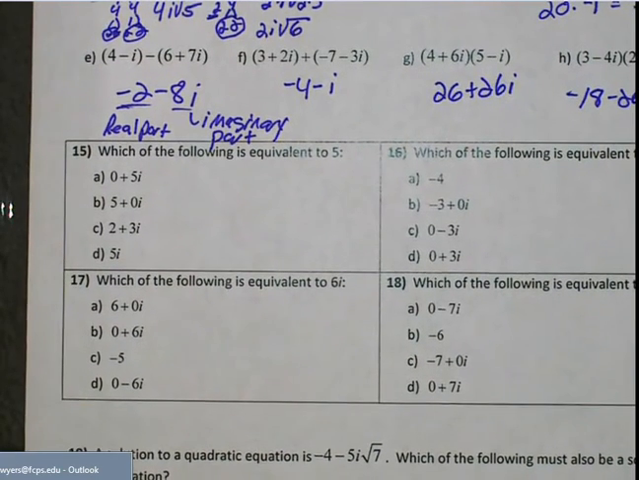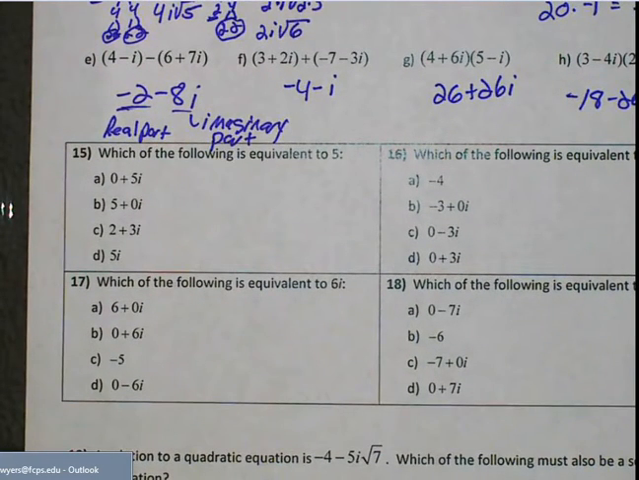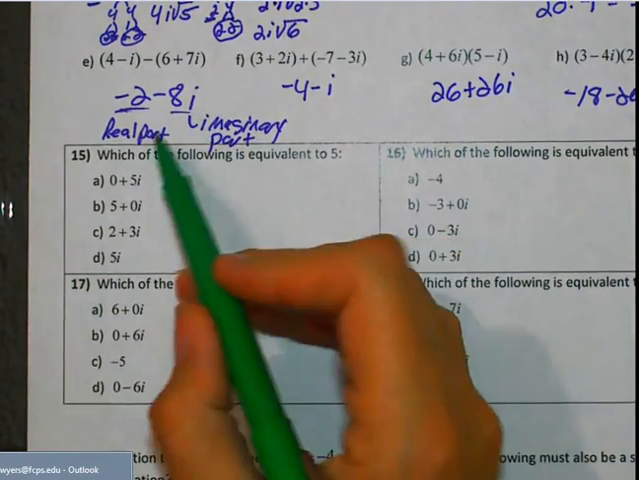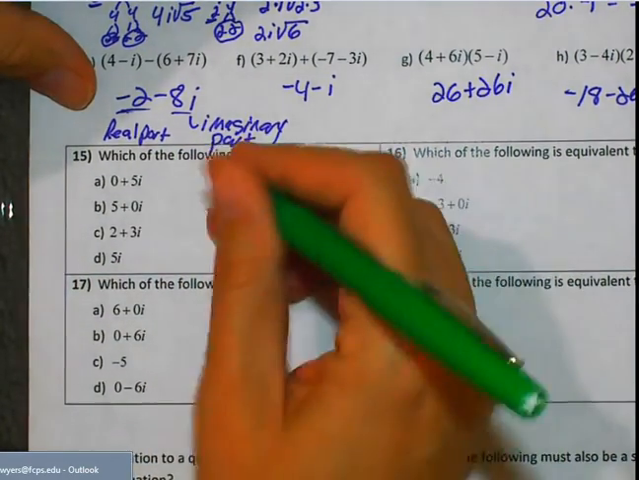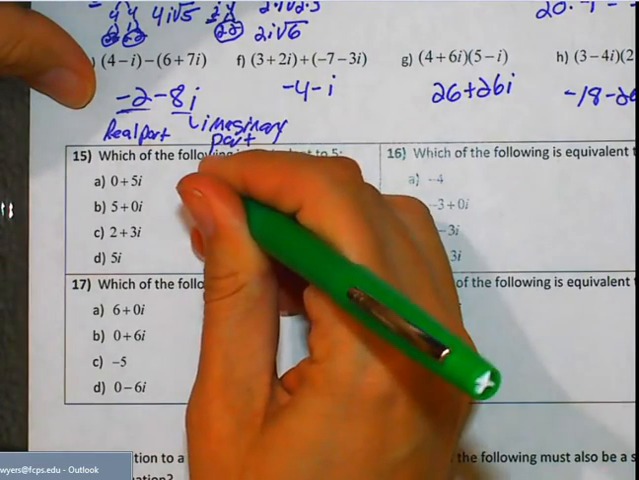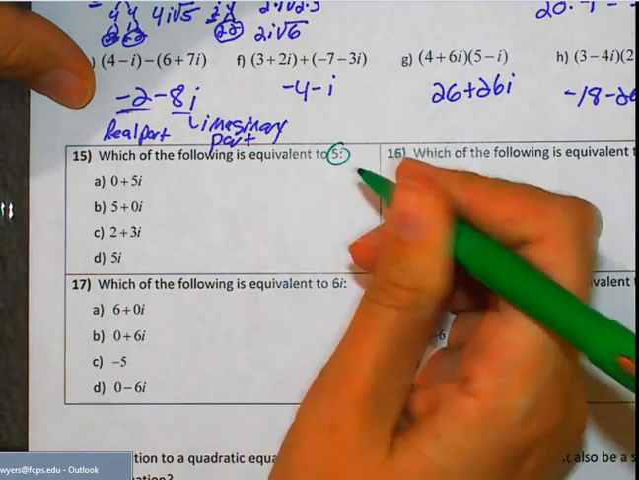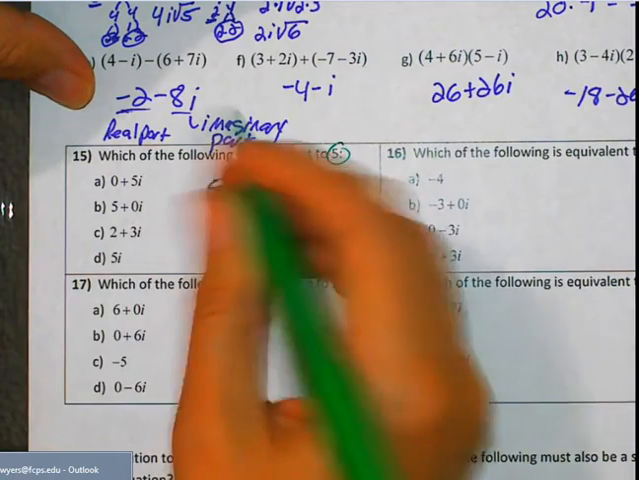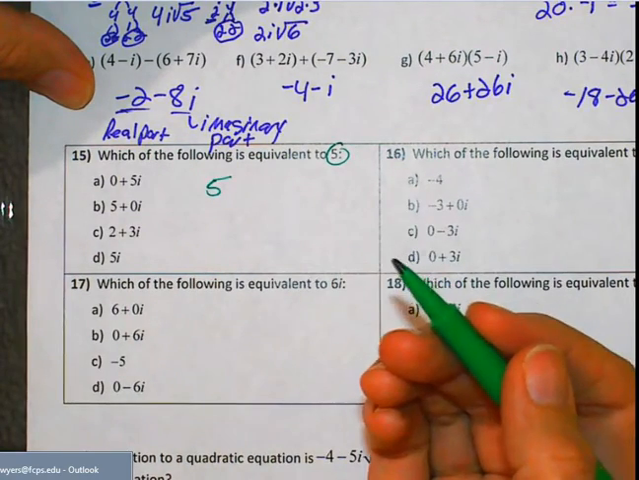Okay, the next one is, which of the following is equivalent to 5? All right, so this goes back to what we were talking about here about the real part and the imaginary part. So you always have a real part, okay? And 5 is going to be your real part. And then the imaginary part, if there's no imaginary part, then that means it's 0.